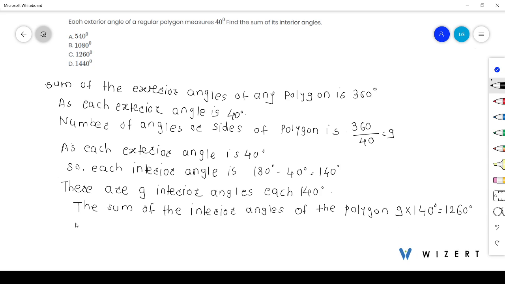Hence, the sum of the interior angles is 1260 degrees. That is, our correct option is option C.